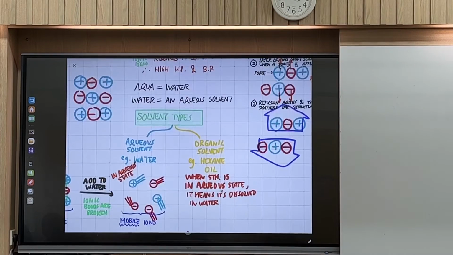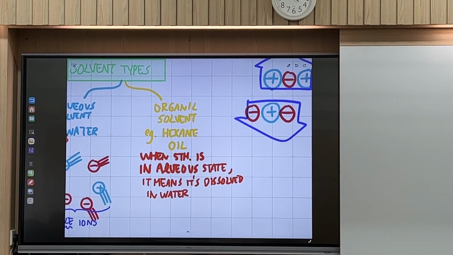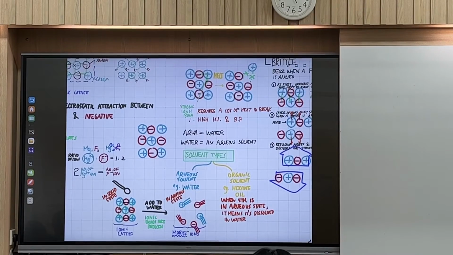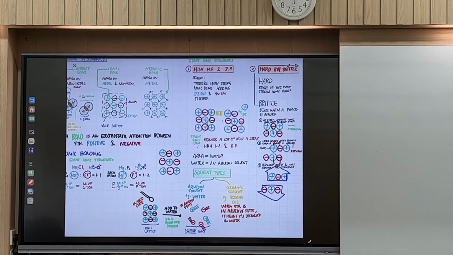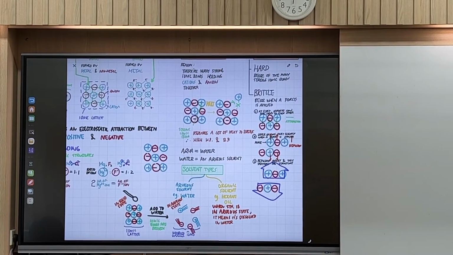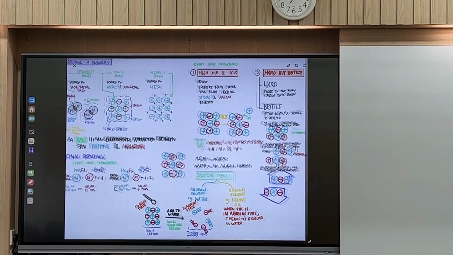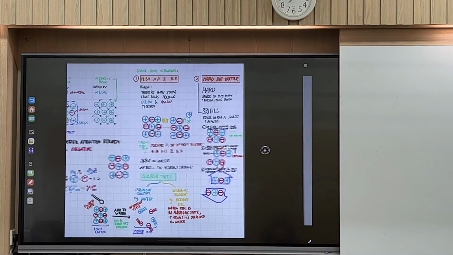Okay, so let me draw you another diagram on the next page, and you should also add it to the notebook, to explain why they are conductors in the aqueous state. But on this page, any question first? No. Okay, so let's move on to the next page.